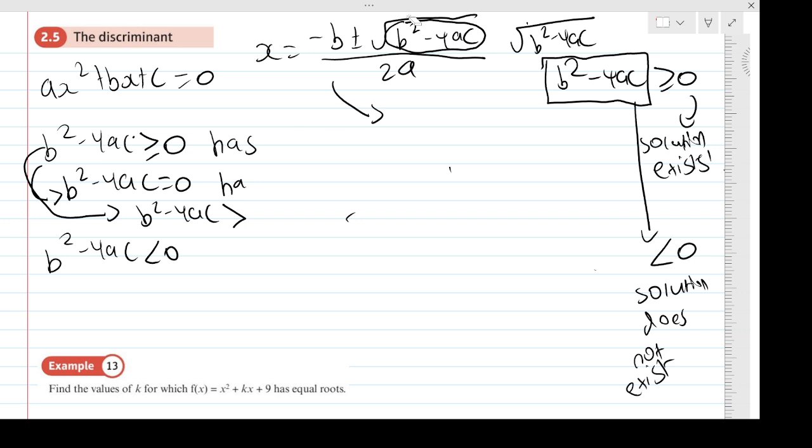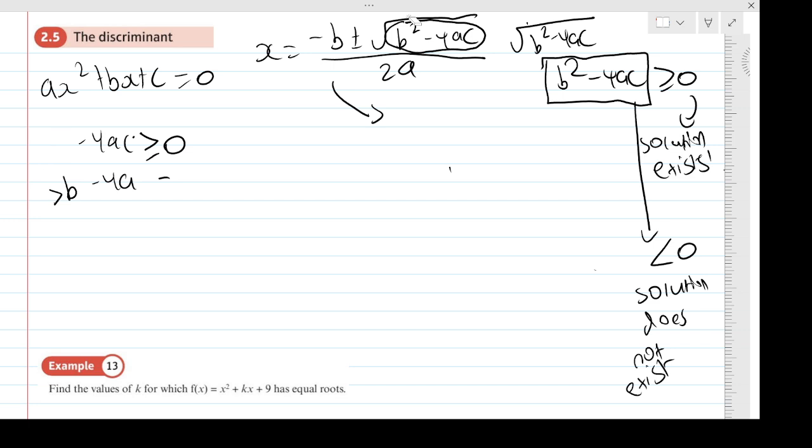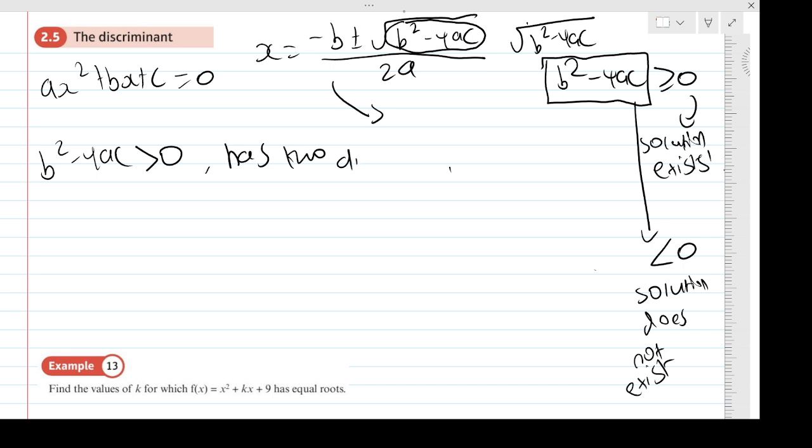So I'm going to restate it, but now we've got the actual results. We've investigated it. So the results for the discriminant is firstly b squared minus 4ac has to be greater than 0. It has two distinct solutions. Remember, it's distinct because we're doing plus or minus. That would give us two different answers.